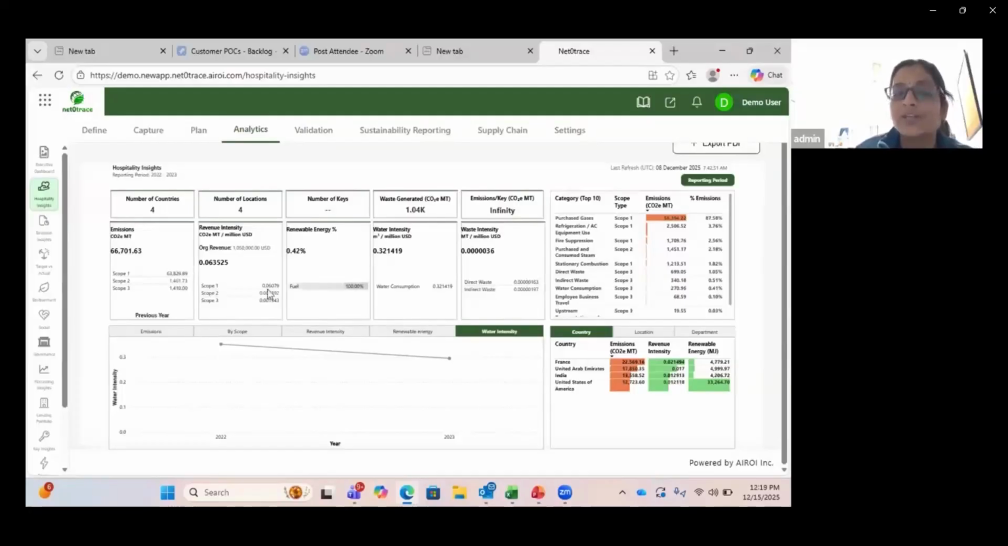What percentage of renewable energy they are using, how much waste, how much water is being used. Everything comes up in a single dashboard, which makes it much easier for them to analyze and implement their interventions. And there is also a sustainability reporting piece.